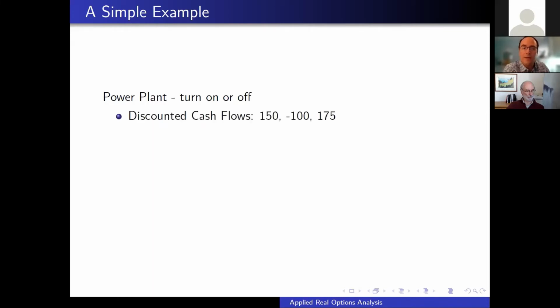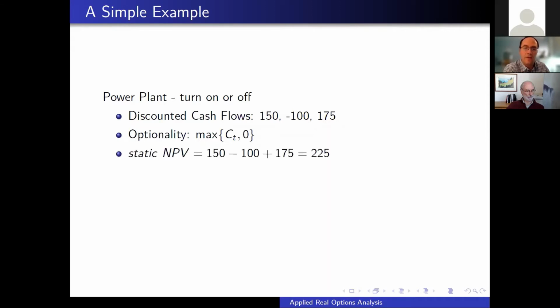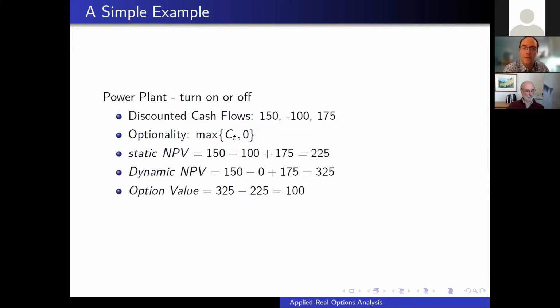Here's your 3-period discounted cash flow stream. So with optionality, you only have to turn the plant on when your cash flow is positive. And without optionality, you make the decision at the beginning whether to turn it on or off. So with the static NPV, your value would be 225. With the dynamic NPV, your value would be 325, and this, of course, gives an option value of 100.